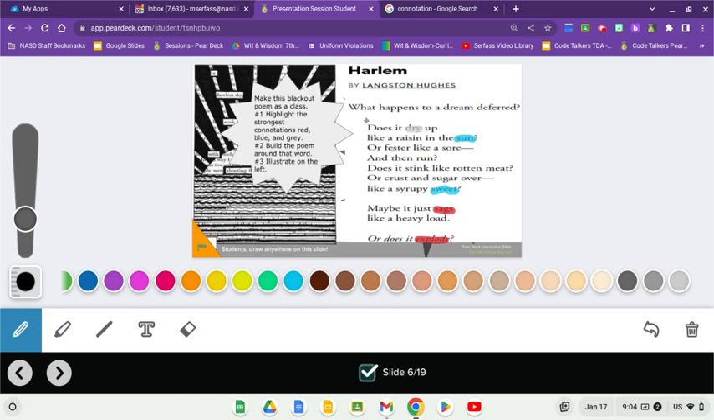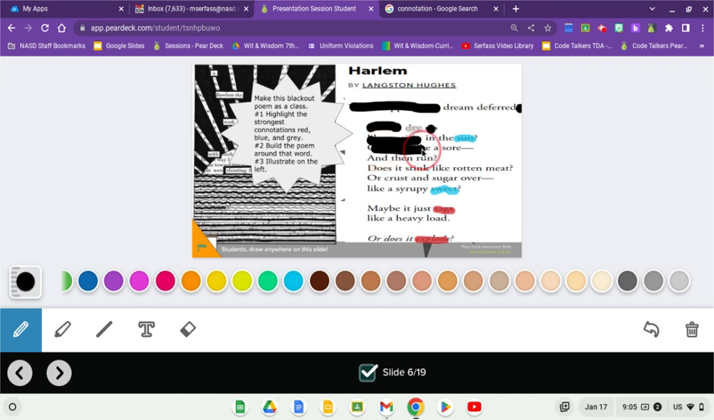Well, let's get rid of everything but words with strong connotations and words that seem important to the poem. So I'm going to keep dream, and I'm going to keep deferred, which means put off, but get rid of the question mark. So dream deferred. Does it dry up? I'm going to get rid of this question format and get dry. Get rid of up, like a raisin in the sun. I'm going to get rid of that part and go dry in the sun.